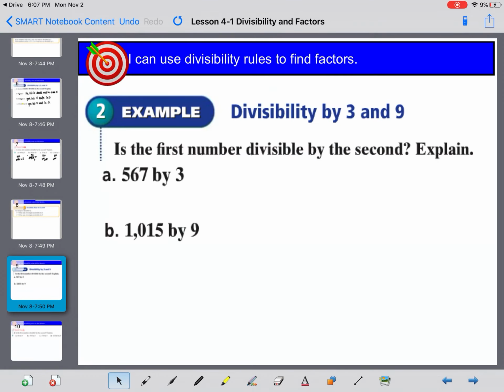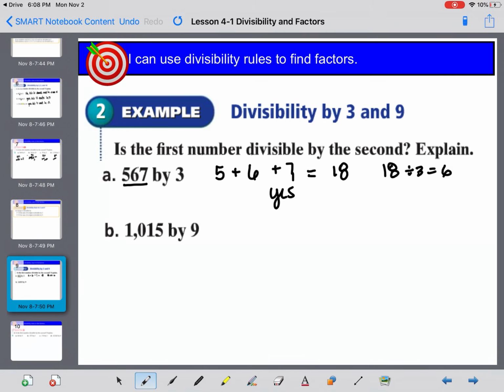In this example, is the first number divisible by the second? The number is 567. Is it divisible by 3? Well, let's see. What is 5 plus 6 plus 7? I'm adding the digits together. Well, 5 plus 6 is 11. 11 plus 7 is 18. Is 18 divisible by 3? It sure is. So the answer is yes, because 18 is divisible by 3, or the sum is divisible by 3.